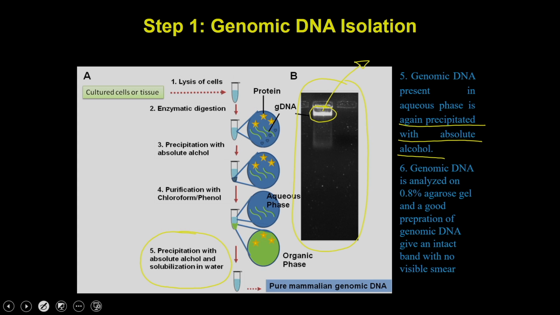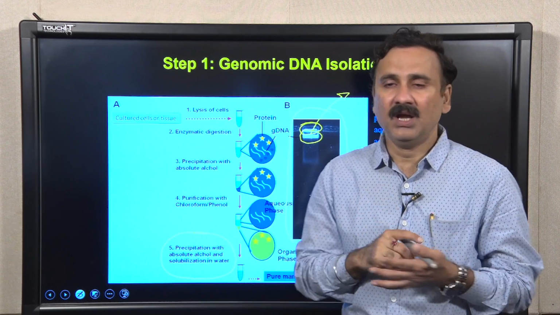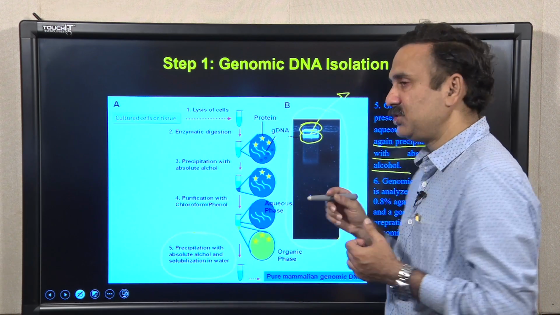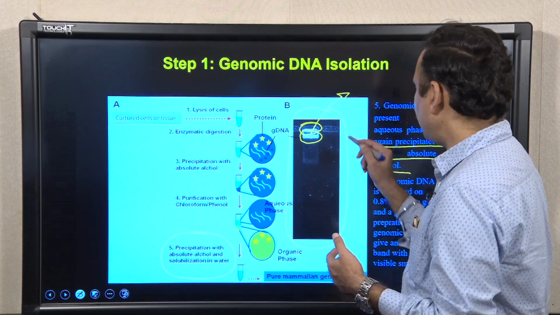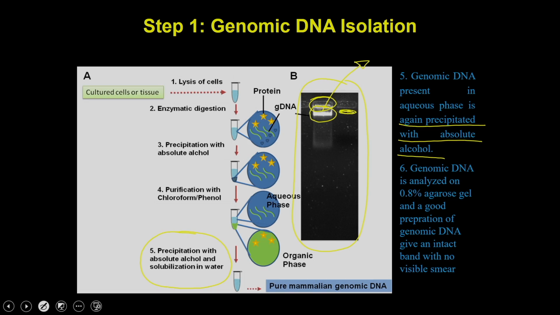Remember that the genomic DNA is a very high molecular weight DNA, so it is not going to run very fast. It is going to run very close to your well, and it is going to give you a single band. If you have any kind of contamination, or any kind of problem with the purification, then instead of the intact band, the genomic DNA is going to give you a smear.